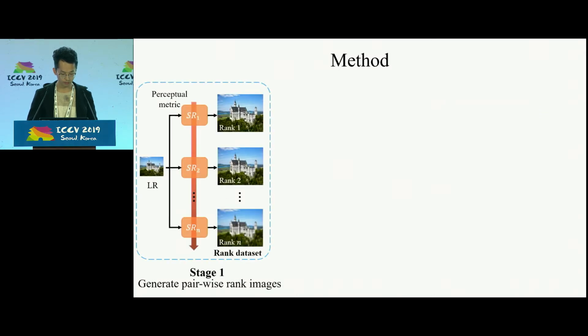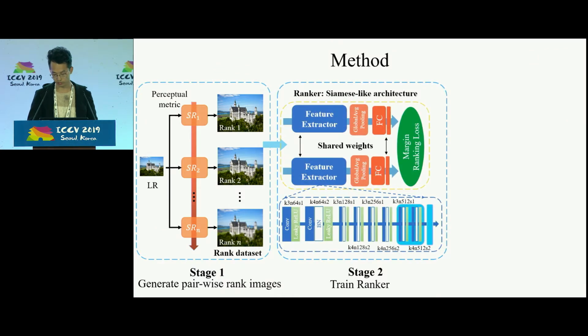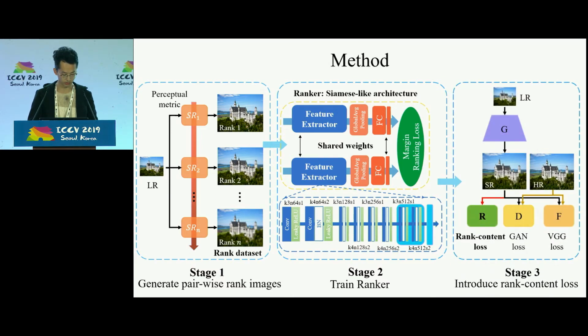The framework involves three stages. The first is to generate a ranked dataset, and then using the ranked dataset to train a Siamese ranker. Finally, we introduce rank content loss to get the training of generator.